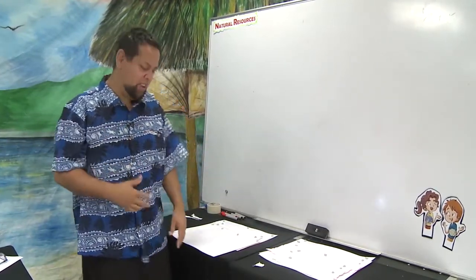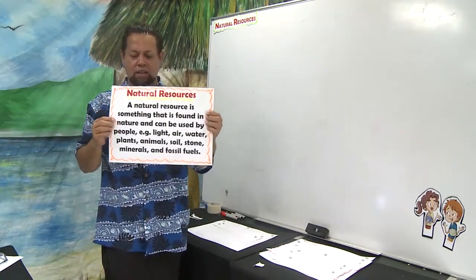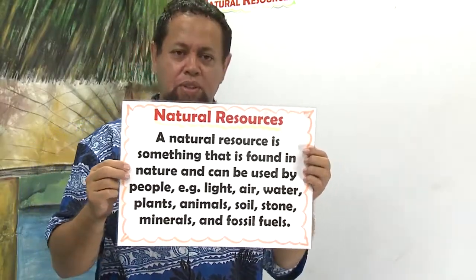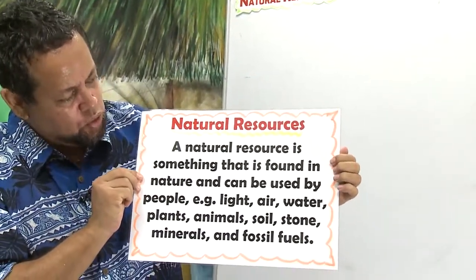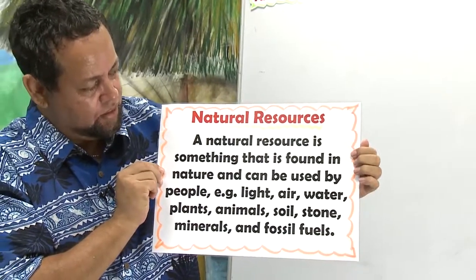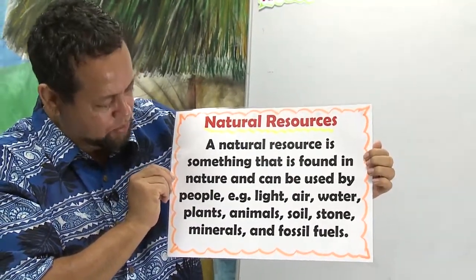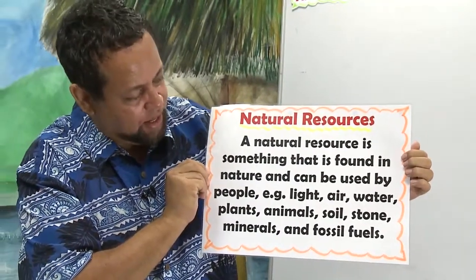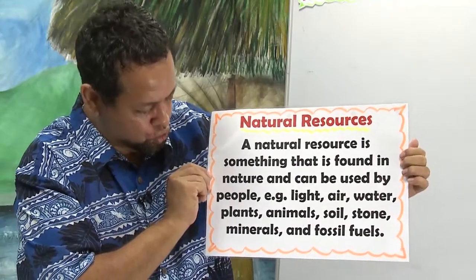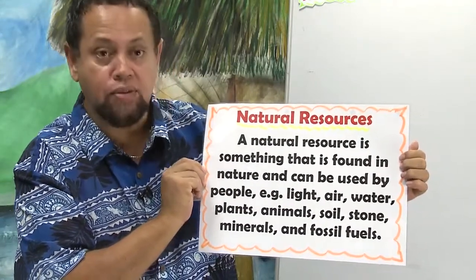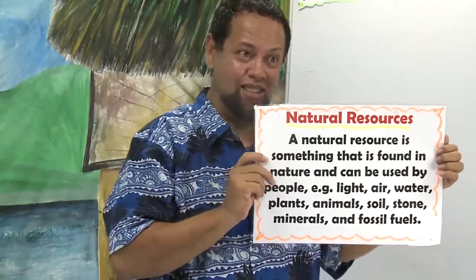So we're going to go back and have a fresh memory of that. Let's have a look at it. Can you read this? A natural resource is something that is found in nature and can be used by people. For example, light, air, water, plants, animals, soil, stone, minerals, and fossil fuels. Do you remember that? Yes, this is the definition.